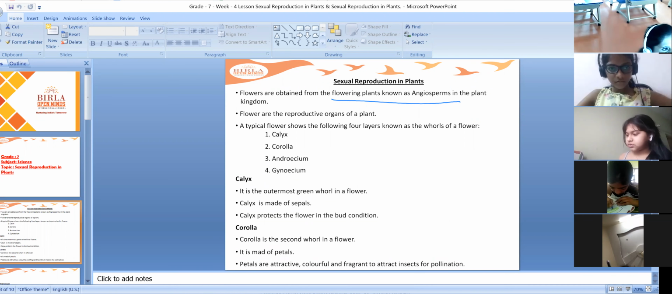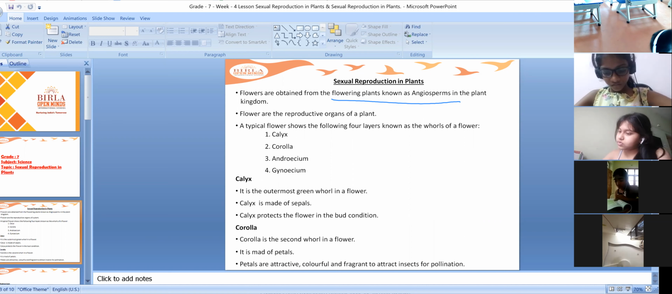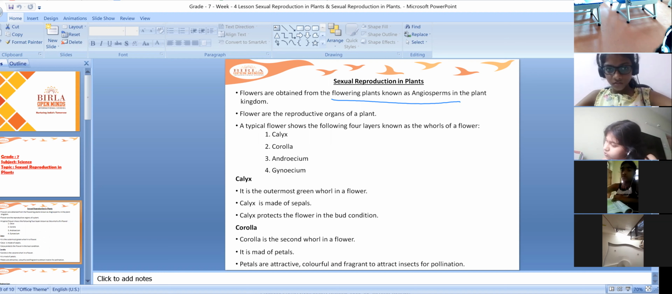So the flower has the reproductive organs. The parts of a flower are calyx, corolla, androecium, gynoecium. The typical flower shows the following four layers, which are known as whorls of a flower. Coming to calyx, children, calyx is the outermost green whorl in a flower. At the bottom, you can find this calyx, the outermost green whorl.